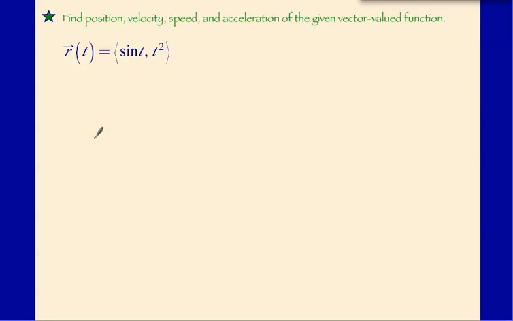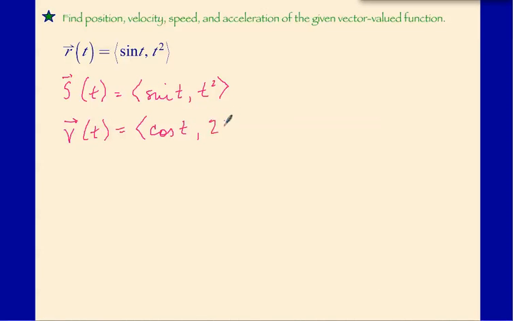Find position, velocity, speed, and acceleration of the given vector-valued function. Well, we know that s of t, when we're talking about position, it's not really going to be any different than what we start with, sine of t, t squared. Let's go ahead and do velocity then. It's going to be the derivative of sine, which is cosine of t. The derivative of t squared is 2t. And let's go ahead and skip down to acceleration as well, since we're kind of on a roll here. The derivative of cosine is negative sine t and 2.